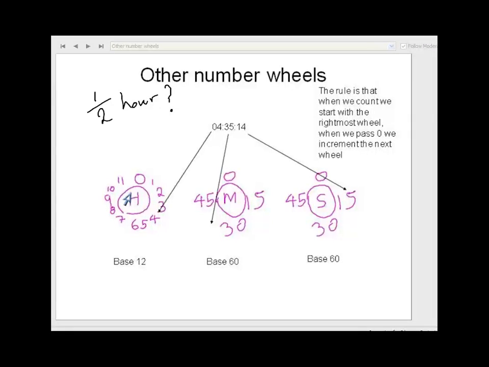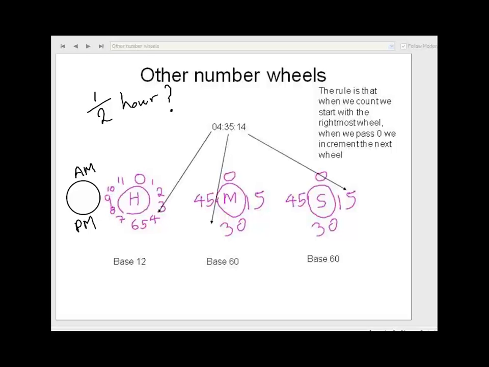Now, all I'm trying to show you is that you're actually very capable of working in different numbering systems. We're not stuck with working in base 10. We can work in lots of numbering systems. If I was to move on from here and carry on going in wheels, the next wheel I would have would be a very simple wheel that would say AM and PM. And this wheel would change over every 12 hours.